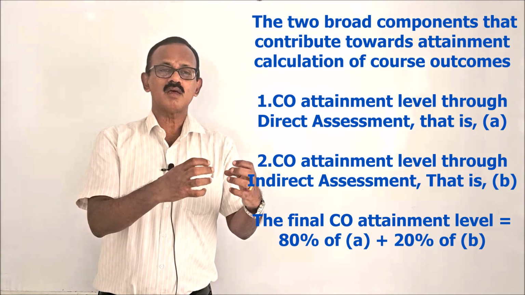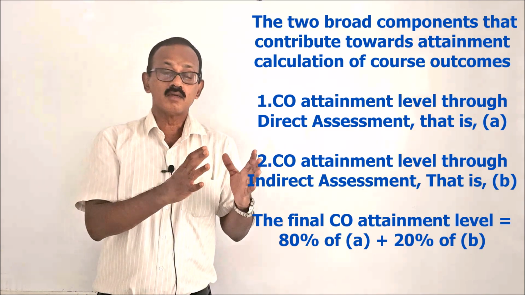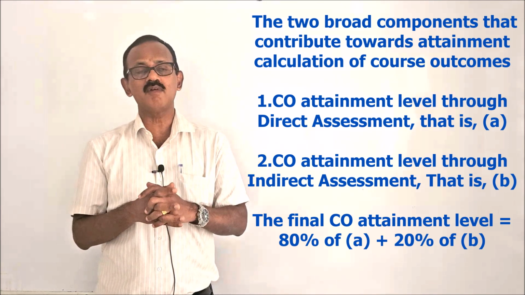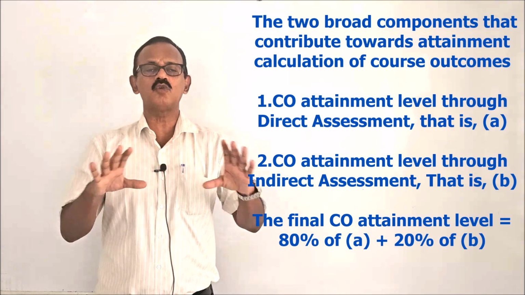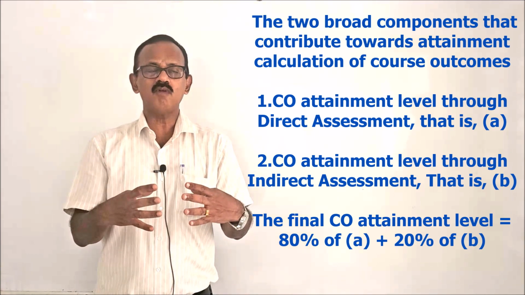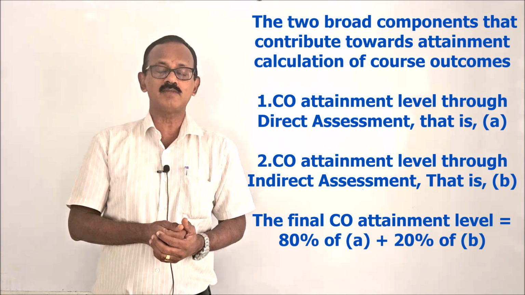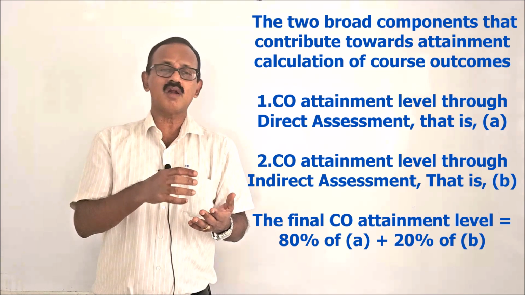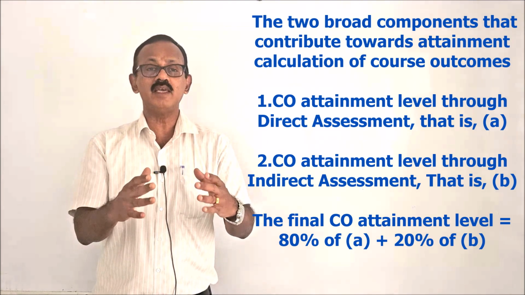from whatever achievement has happened through direct assessment tools, we will take 80% of that value, and whatever achievement level has been reached through indirect assessment tools, we will take it as 20%, because that is the usual rule. 80% of direct and 20% of indirect, and then it will be combined and we will finally tell that this is the level at which the course outcome has been achieved. Therefore, how to set the achievement level for direct assessment and indirect assessment of course outcomes, we will be seeing one by one.